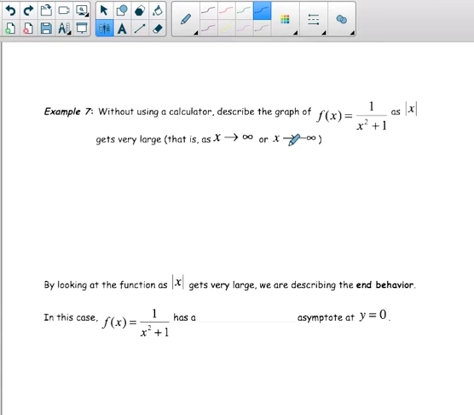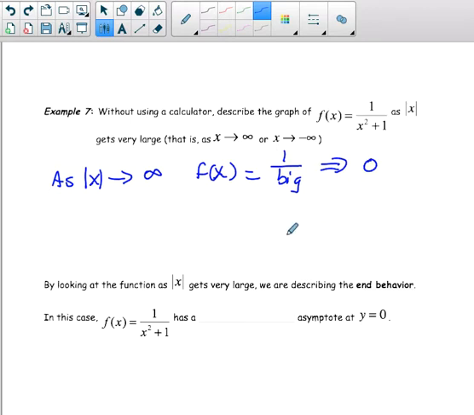So if we think about this as the absolute value of x goes to infinity, so plus or minus infinity, f of x, we can think of this denominator is going to get really, really big, right? If I have 1 over a billion squared plus 1, that's going to be a huge number. 1 over a trillion squared plus 1. So I have 1 over big, and 1 over big is little, which means this value is going to get closer and closer to 0.